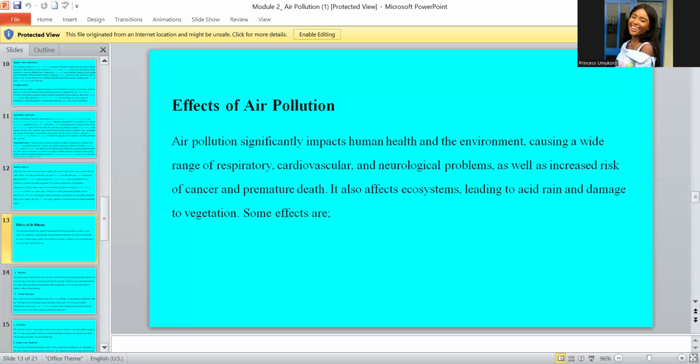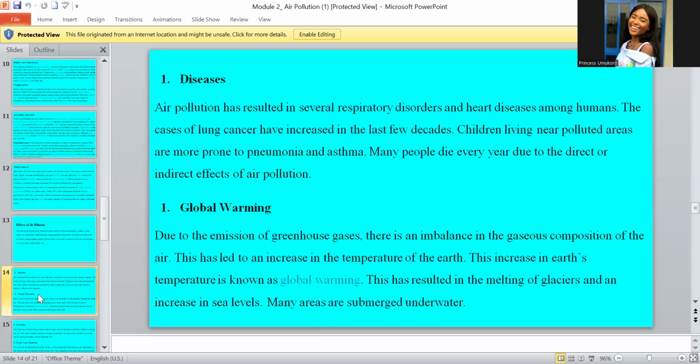Air pollution significantly impacts human health and the environment and causes a wide range of respiratory, cardiovascular, and neurological problems. Some of the effects are diseases. Air pollution has resulted in several respiratory disorders and heart diseases amongst humans. The cases of lung cancers have increased in at least the last few decades, and children living near polluted areas are more prone to pneumonia and asthma. Many people die every year due to the direct or indirect effects of pollution.